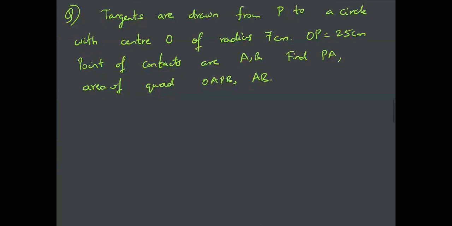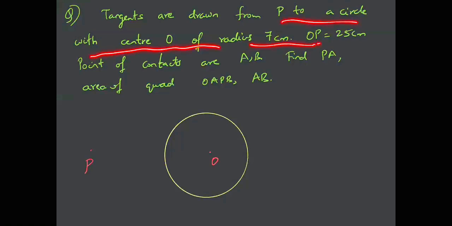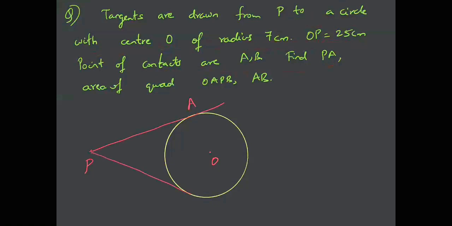Fine. So let us discuss this one. Already some of you have solved, but all of you have got the wrong answer for AB. Let us see. So there is a point P. This is the center. Tangents are drawn from P to a circle with center O of radius 7 centimeters. OP is equal to 25. Point of contacts are A and B. So say this is a tangent. So this is A. And say this is a tangent. So this is B.